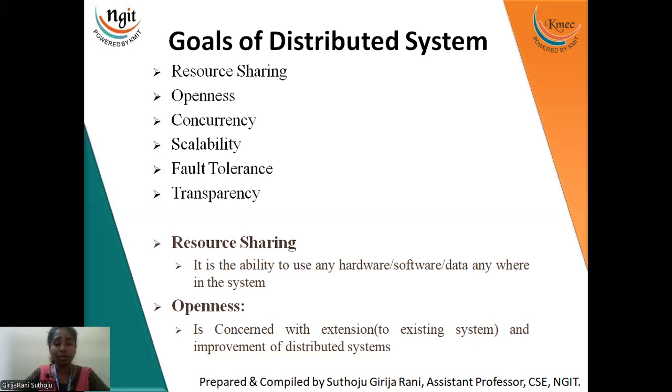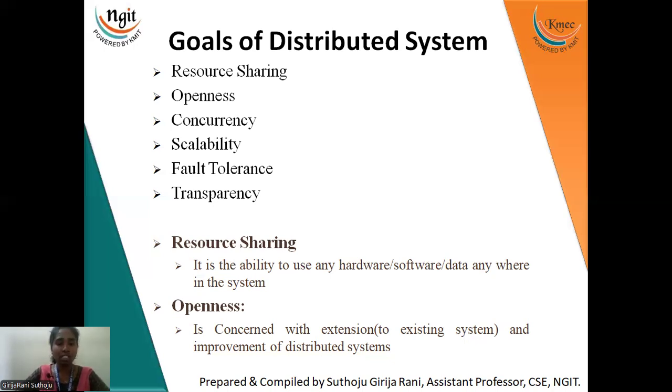And the fourth one is scalability. Coming to scalability, it is very, very important, as we just discussed in the characteristics also, that our system should always be able to accept new resources being added into the network, right? So expandability of the resources can be achieved by the scalability goal.